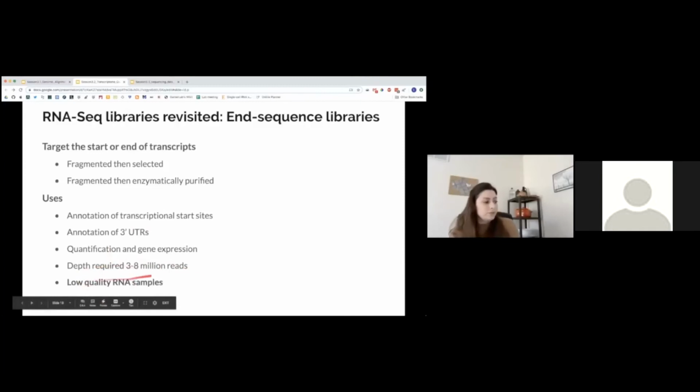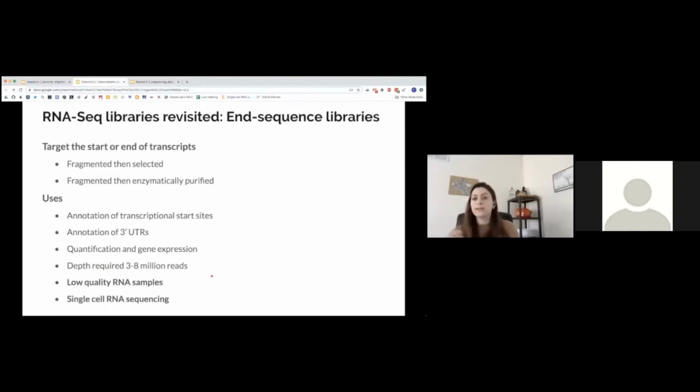And another reason to use them is for low quality RNA samples. Those are degraded to begin with, and therefore you would never get a correct coverage of the entire transcript. So using the end sequencing libraries could be very useful for that. And another reason is single cell RNA sequencing. If you work with the data, you know that it's 3' biased, or even some methods are 5' biased nowadays.